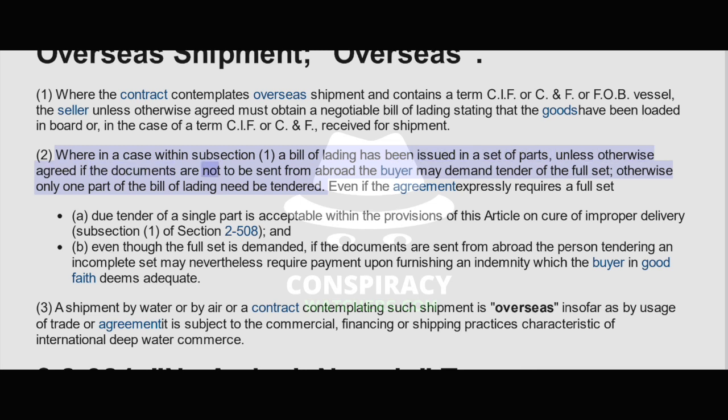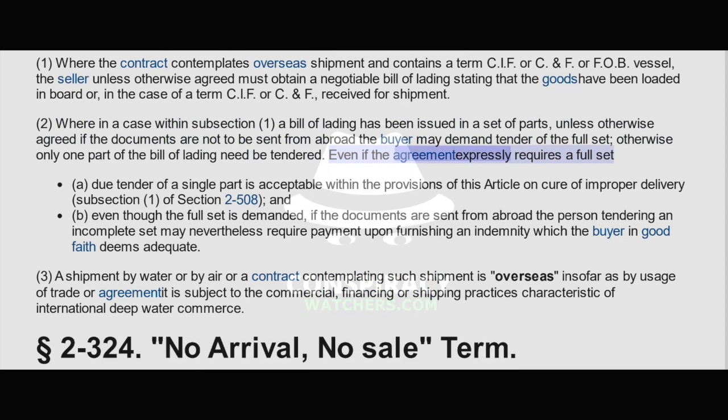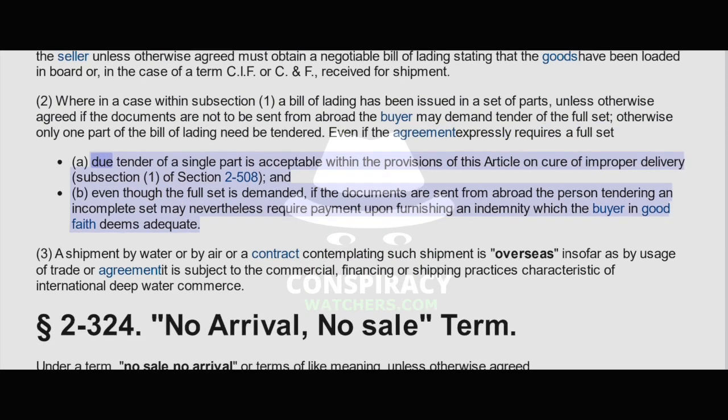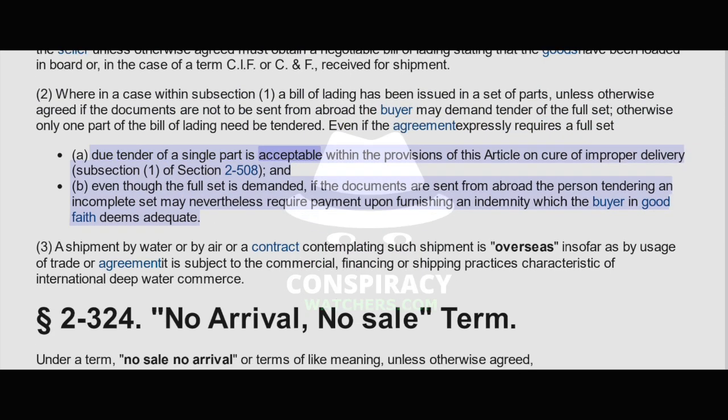if the documents are not to be sent from abroad, the buyer may demand tender of the full set; otherwise only one part of the bill of lading need be tendered. Even if the agreement expressly requires a full set, due tender of a single part is acceptable within the provisions of this article on cure of improper delivery, and even though the full set is demanded, if the documents are sent from abroad, the person tendering an incomplete set may nevertheless require payment upon furnishing an indemnity which the buyer in good faith deems adequate.